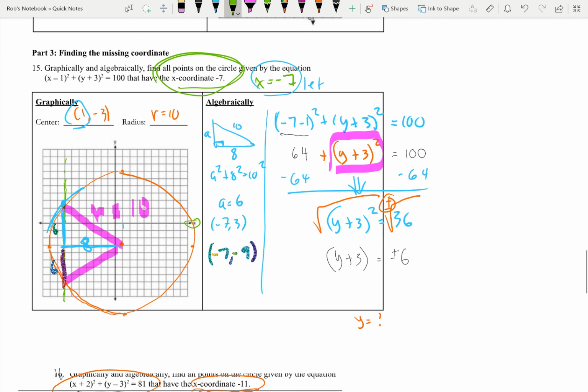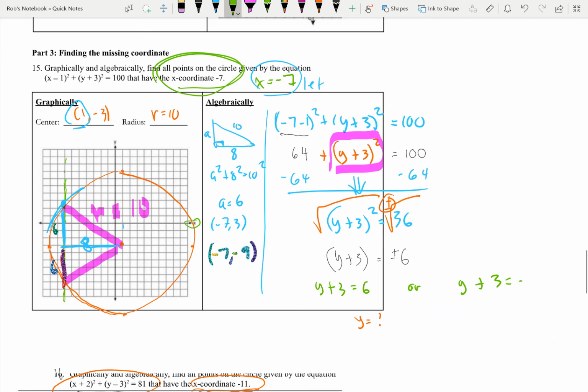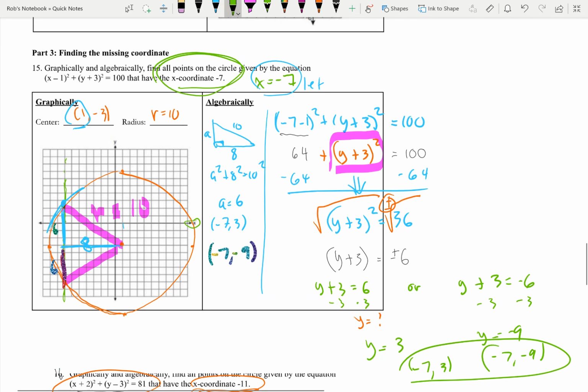That means we can now solve. We have y plus 3 equals 6, or y plus 3 equals -6. We're going to finish that by subtracting 3 on both sides. We get y equals 3 on the left, and subtract 3 on this one, and we get y equals -9. Okay, notice these numbers are different. They don't have to be one positive and one negative of the same thing. So our x value was -7, so we had -7, 3, and -7, -9, which ends up matching what we found on the graph.